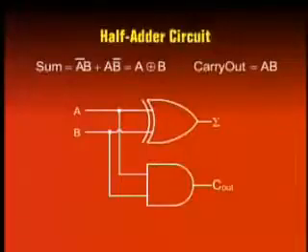As we have mentioned before, the sum is represented by an exclusive OR gate. The carry out output is represented by an AND gate. So both the exclusive OR gate and the AND gate inputs are connected together, and they are connected to the two numbers A and B.